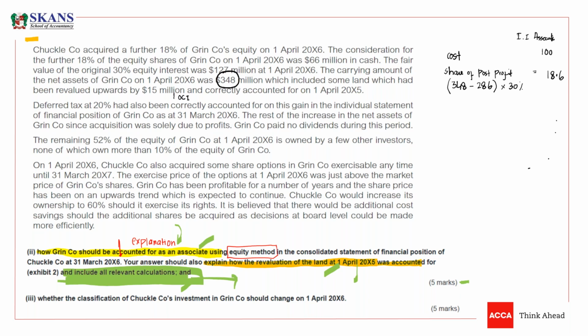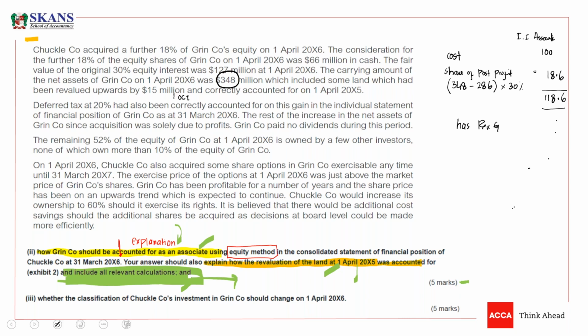Look. Now they are saying deferred tax of 20% had also been correctly accounted for on this gain in the individual statement of financial position of G company at 31st March X6. The rest of the increase in the net assets of G company since acquisition was solely due to profits. So the post-acquisition is profit. It has only one item of OCI, which is revaluation gain. G company paid no dividends during the year, so no dividends paid, no accounting. So we just need to understand that the value is 118.6, but this 118.6 has revaluation gain.